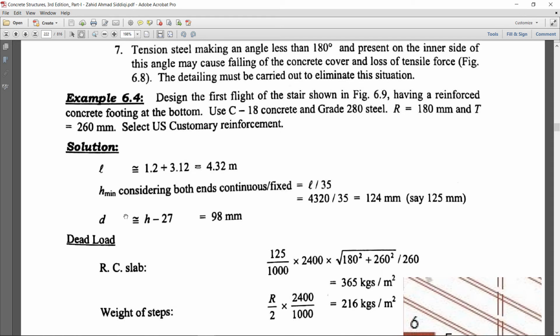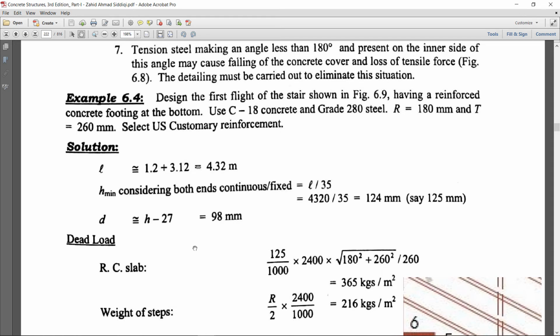So to get the effective depth, H minus 27 millimeter. What is this 27 millimeter? That is 20 millimeter concrete cover and 7 millimeter is the half diameter of a number 13 millimeter bar. So our effective depth is 98 millimeter.